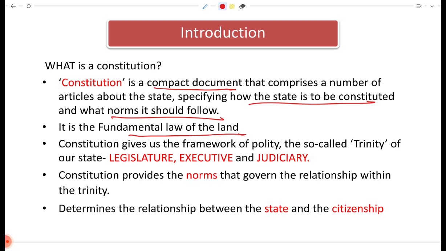What is the meaning of this? This means that all other laws in the country must follow the constitution. If any law goes against it, that law becomes invalid.